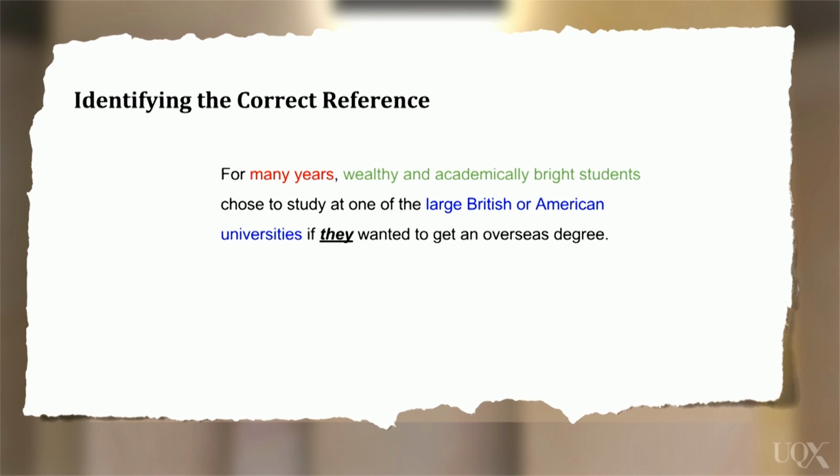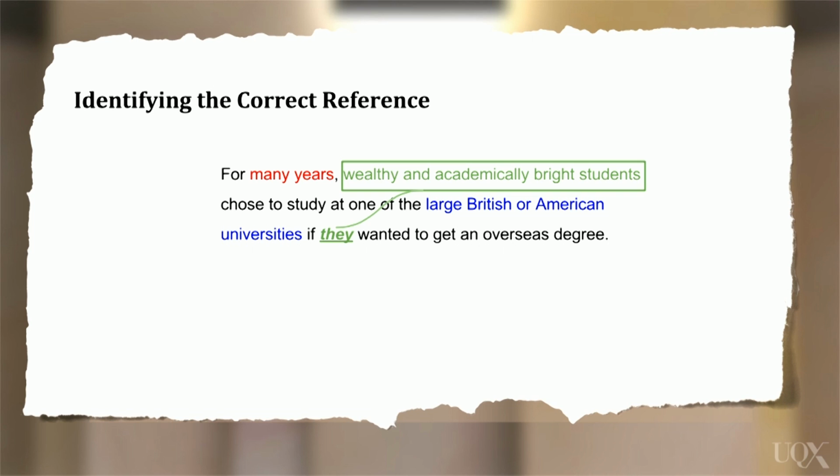Look at the reference word they in this sentence. There are three things that this word might be referring to: many years, wealthy and academically bright students, or large British or American universities. Which one do you think is correct? If you said wealthy and academically bright students, you are correct. To check your answer, try to put this phrase in the place of they and see if it makes sense.